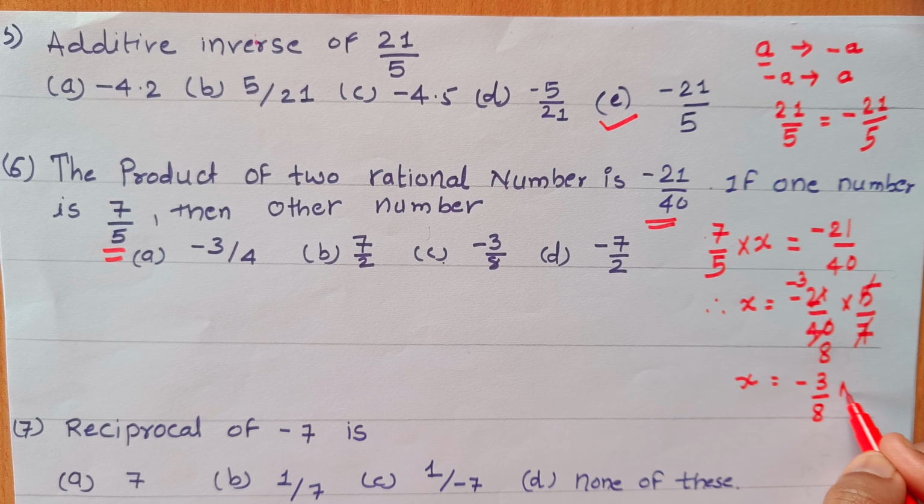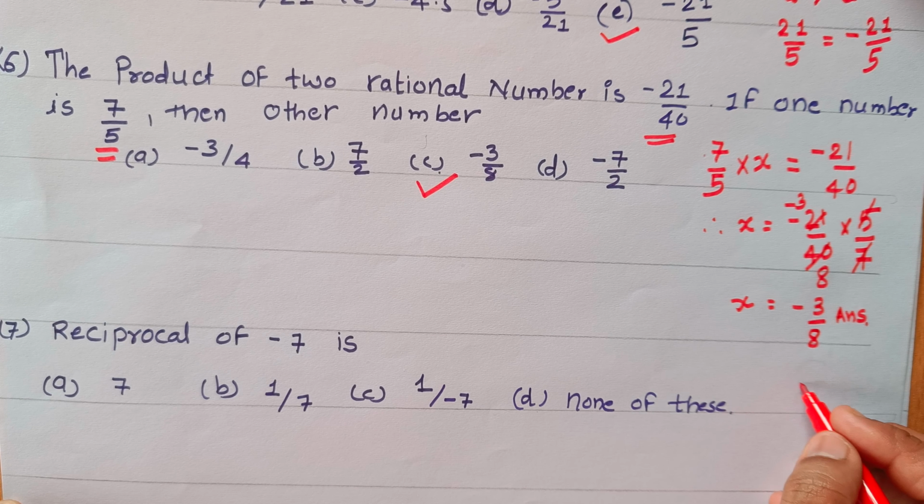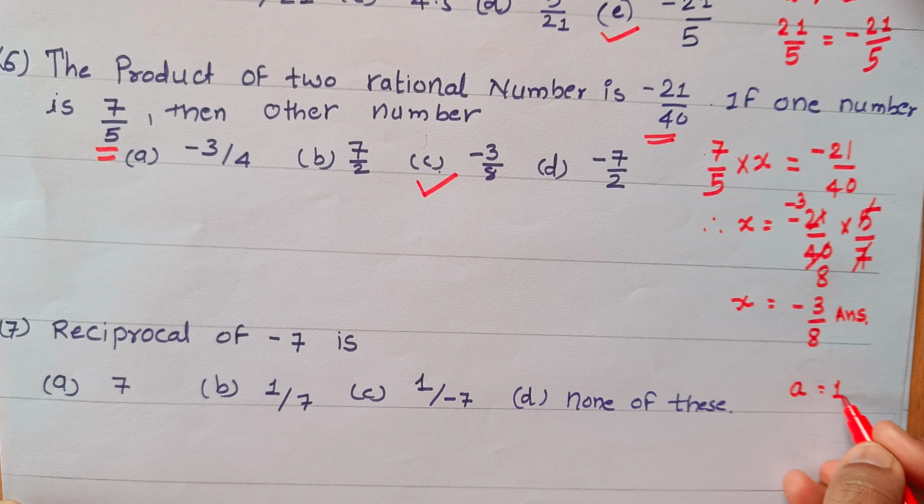Now the reciprocal of minus 7. Reciprocal means inverse. The reciprocal of A is 1 by A, and the reciprocal of 1 by A is A. That means inverse. Now here the reciprocal of minus 7 is 1 by minus 7, which is our answer. Here C is our answer.